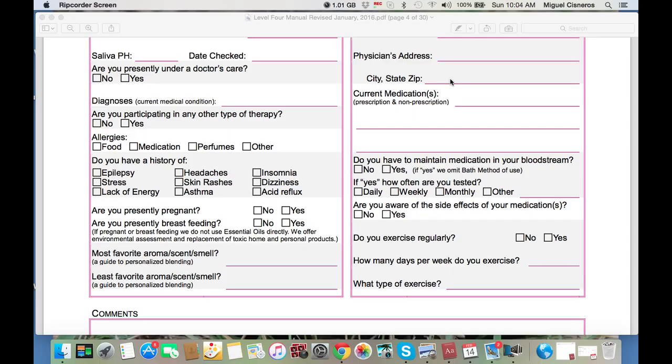Do you exercise regularly? Yes or no? How many days per week do you exercise? And what type of exercise? The awareness comes from Dr. Koop, Surgeon General a few years ago, and he did his studies on exercise and clearly showed that many of our illnesses will be reversed: diabetes, heart problems, definitely circulation, if we exercise on a regular basis.